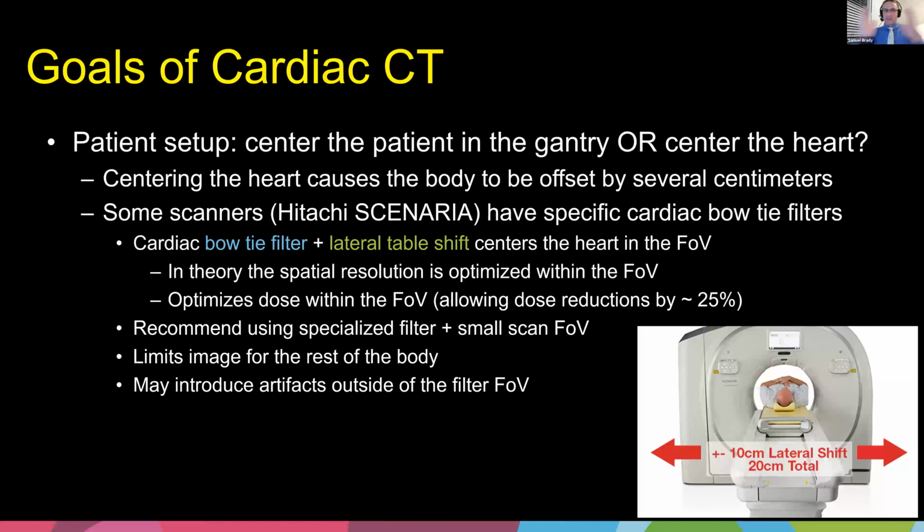So if you're using a smaller cardiac bow tie filter and a smaller field of view, then it's going to look really good in the center, but there is the potential to have some artifacts on the rest of the body in the image.